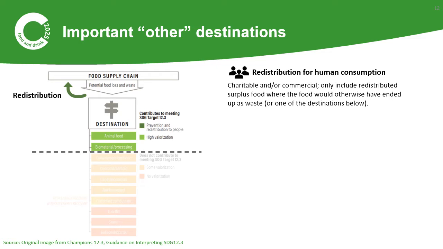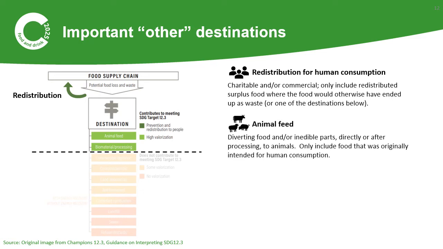Secondly, if you're not able to redistribute it, the next best option would be to send the surplus food for animal feed. And again, it's important to only report food here that was originally intended for humans, so not food that was intended from the beginning to be for pets or other animals. That would obviously not count as reducing food waste.